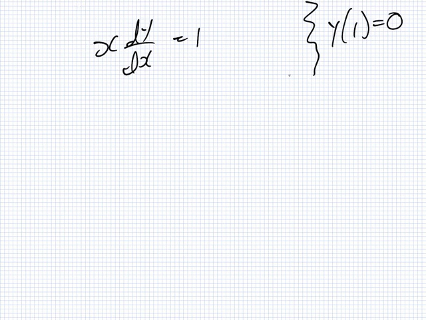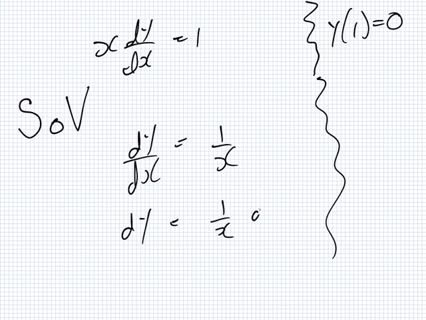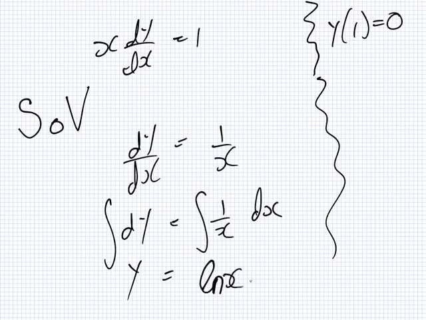We have a very simple way to fix that, and the method is called separation of variables. So dy dx equals 1 over x, and then you can say dy equals 1 over x dx. And now you can integrate. So this just becomes y, and what does this become? That's right, log x plus c.